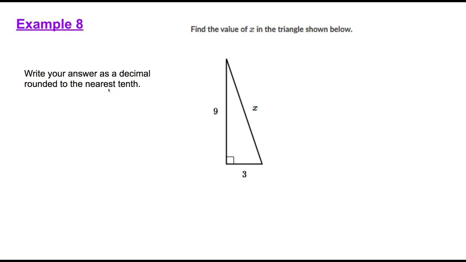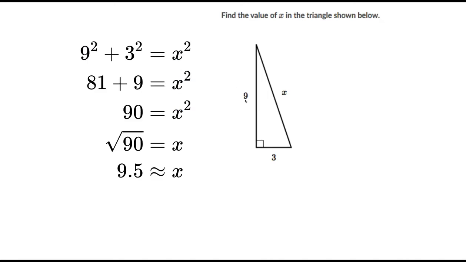This one I'm asking for you to give me your decimal to the nearest tenth. Pause the video, copy the diagram, and try this problem. So in this case, my legs are what's given, and my hypotenuse is the x that I don't know. 9 squared plus 3 squared is 81 plus 9, or 90, which equals x squared. Square root of 90 is x.